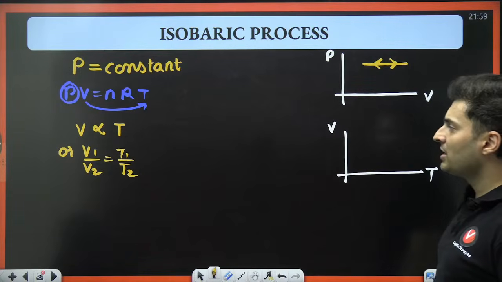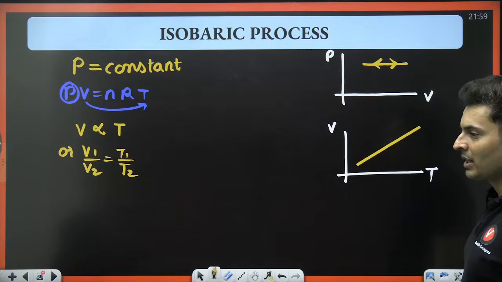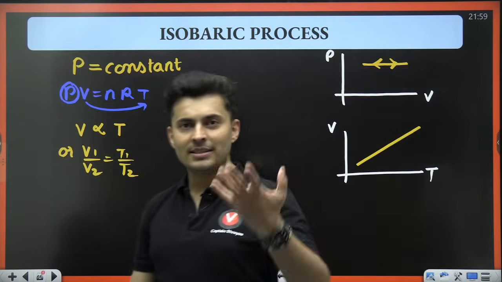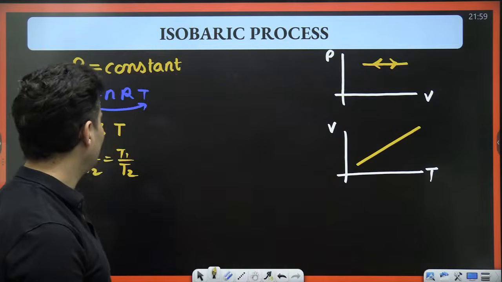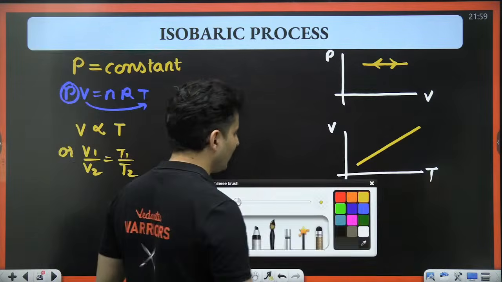For volume versus temperature, because it is proportional, you will see it will be just a straight line. Volume versus temperature will just be a big straight line, nothing else. It's just proportional to it.